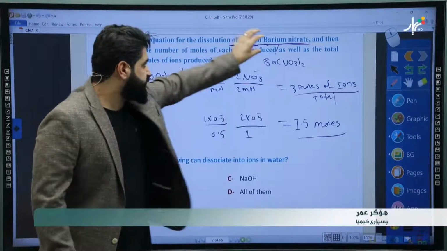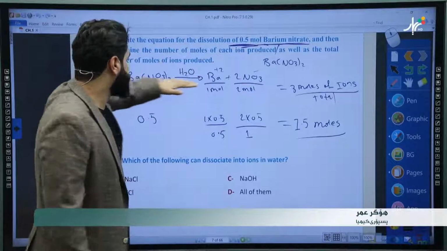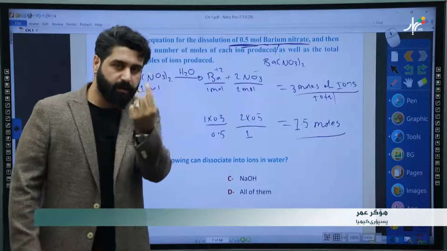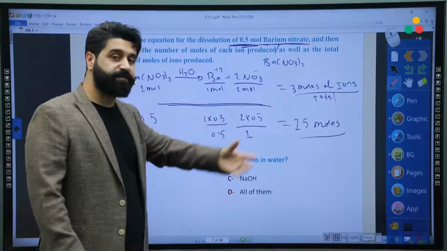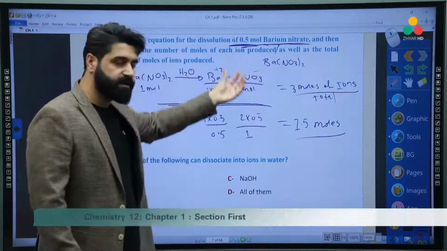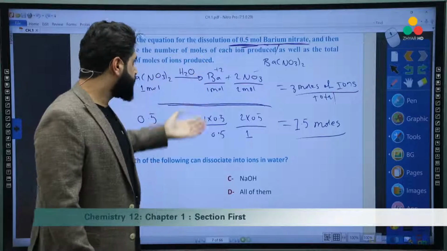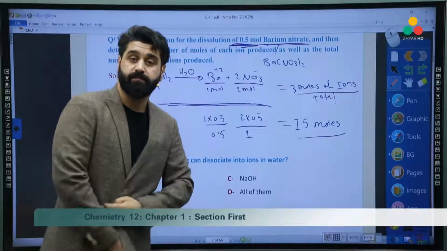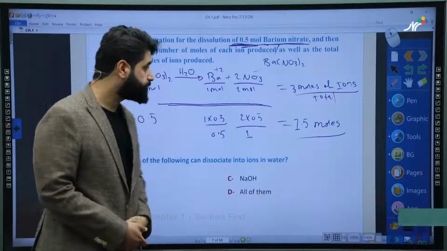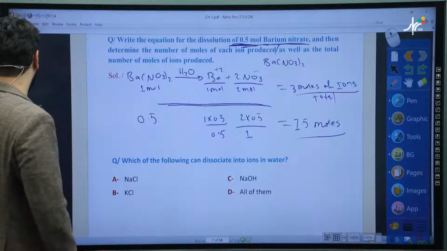First step, take out your compound, write the dissociation for 1 mole, then make your calculation for 1 mole, and after that read the question till the end. What if we dissolve 0.5? Multiply your result by 0.5. Nothing more. Well, another one.